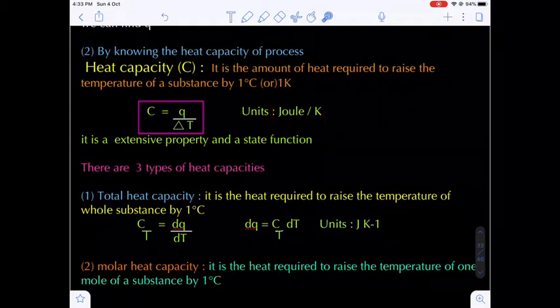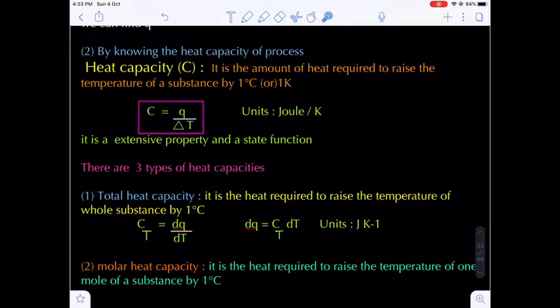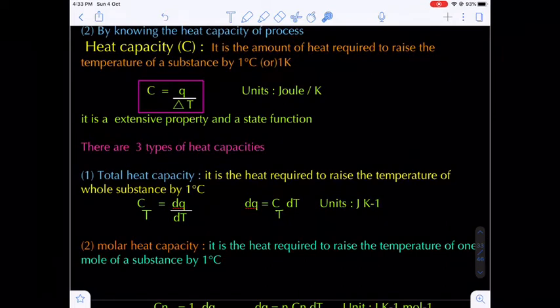Now heat capacity is an extensive property, that is a mass dependent property. Number one, it is a state function. Number two, that means it depends upon the initial state and final state of the system irrespective of the path of the transformation.